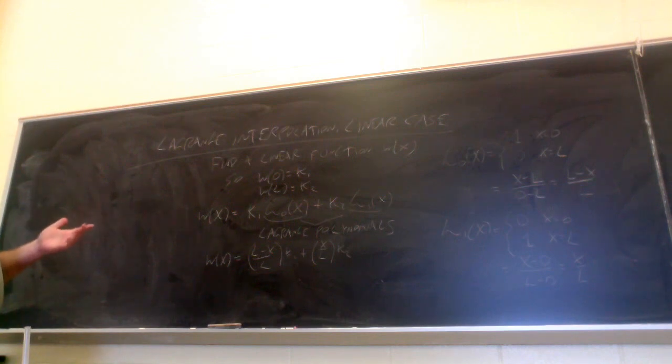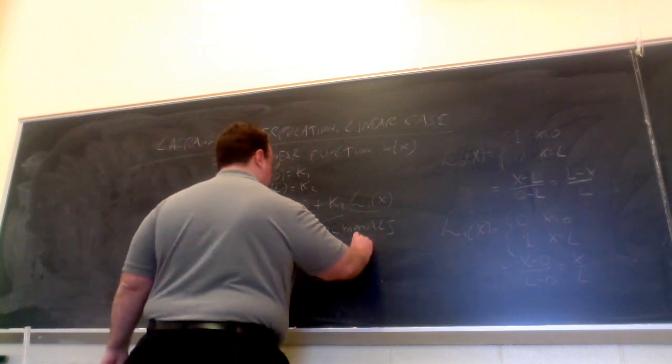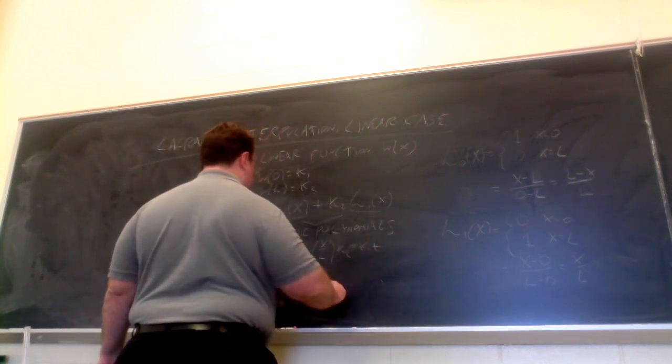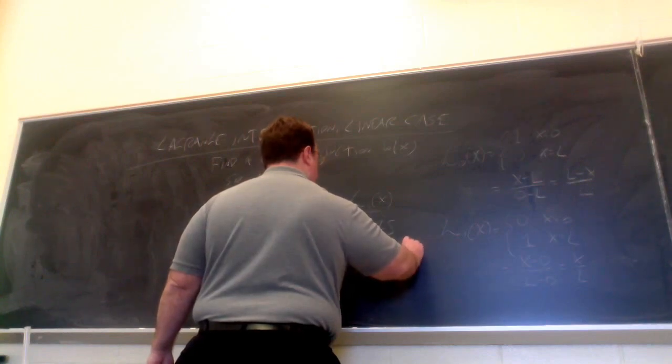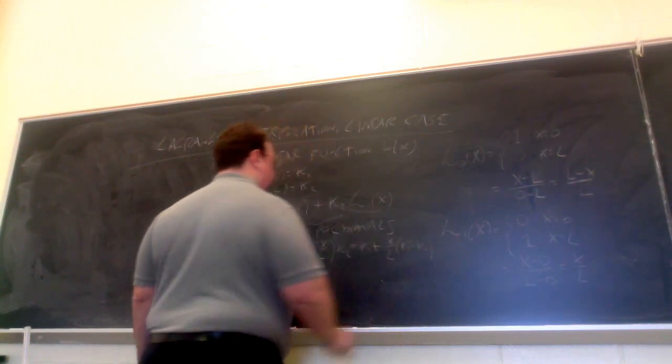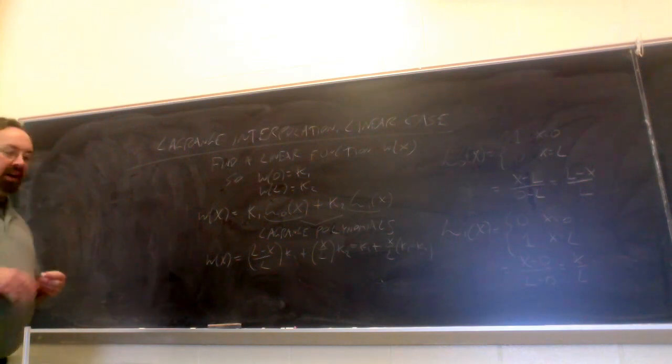And actually this can be simplified, because you can write this as k1 plus x over L times (k2 minus k1). So this satisfies the boundary conditions. You plug in x equals 0, you get k1. Plug in x equals L, and you get k2.